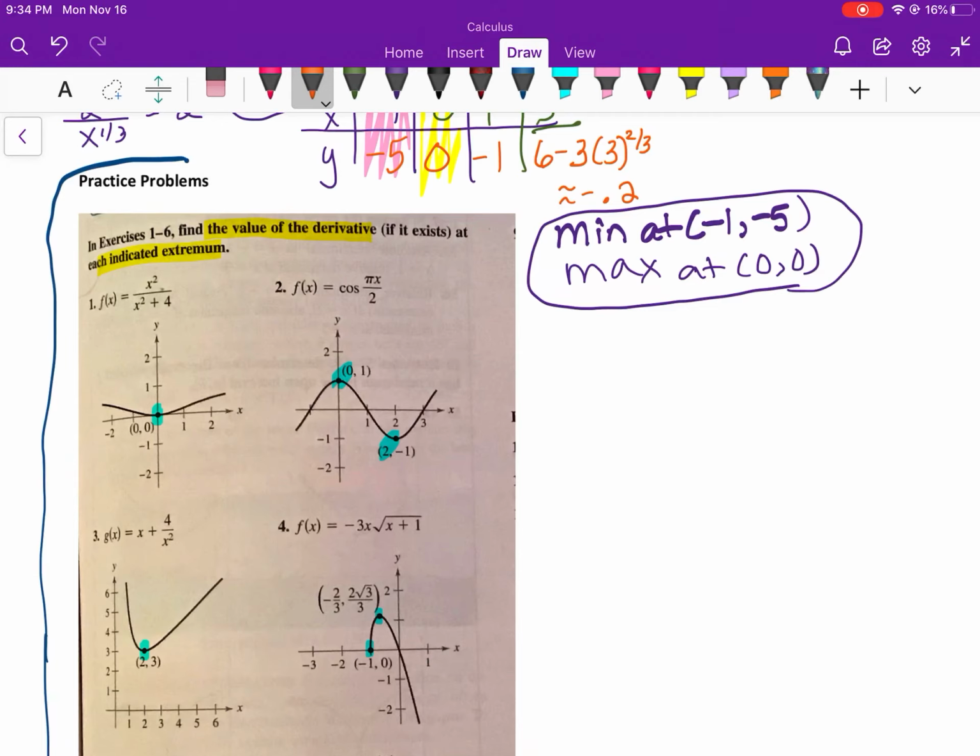For example, on number 2, when I find my derivative and I plug in 0 for x, I should get f prime of 0 equals 0, because this would be a horizontal tangent. What you're going to do in your assignment is just show me that when you actually find the derivative and plug in 0, you get 0 for an answer.